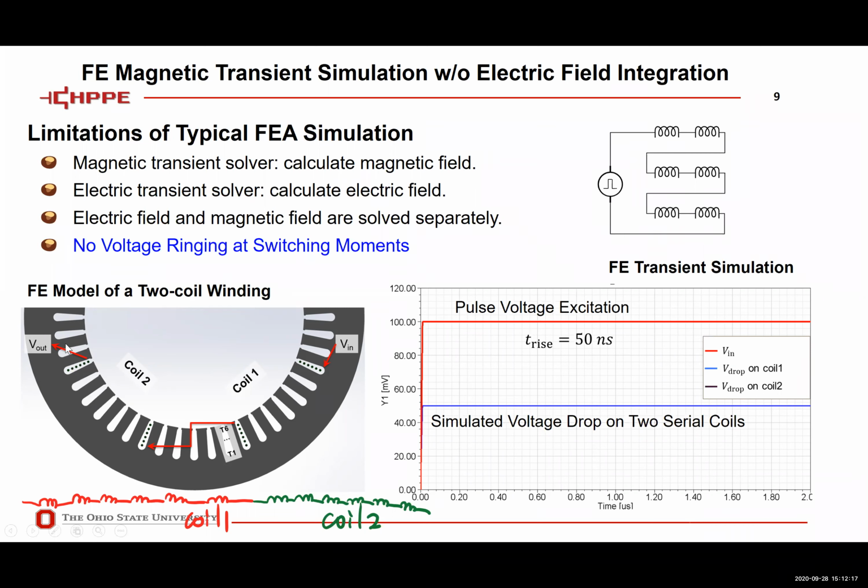The problem is, for example, if you simulate a really simple circuit like this, two coils in series, with each coil having 6 turns in series, using the magnetic solver, and you apply a pulse voltage across these two coils, then you look at the voltage across each coil, and it behaves exactly like a voltage divider. The red one here is the total voltage you apply to the two coils, and the blue one and the black one are overlapped, and you don't see any transient. So exactly the same voltage across the two coils.